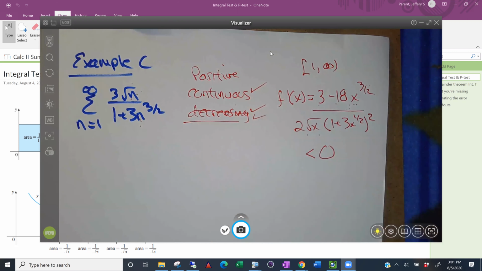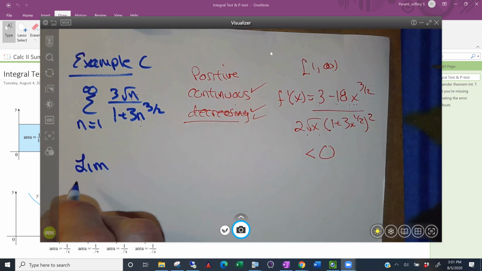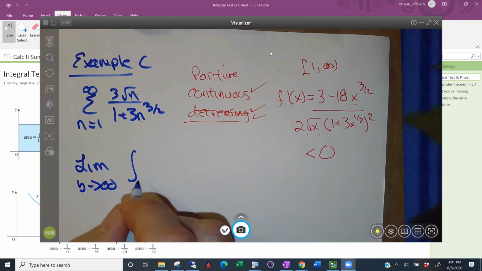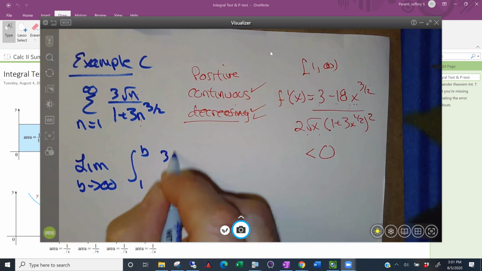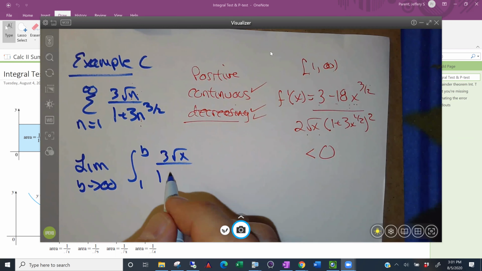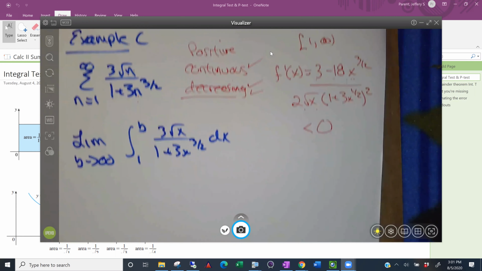We need to know that it's decreasing. All right. So if it's decreasing, we can apply the integral test. And I don't think I'm going to go into as much detail with this one as I did with the last one. But let's take a look at the limit as b approaches infinity of the integral from 1 to b. So I'm just sidestepping a little step over, or of this 3 square roots of x plus 3x to the 3/2 dx.